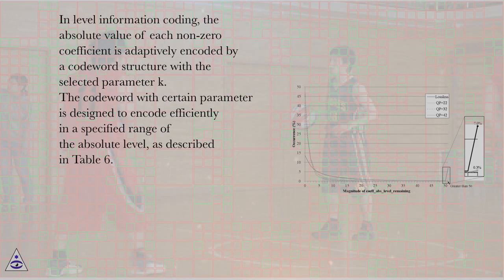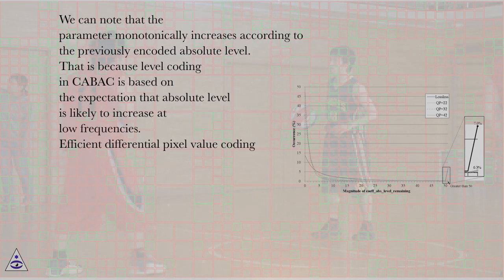In level information coding, the absolute value of each non-zero coefficient is adaptively encoded by a codeword structure with the selected parameter k. The codeword with a certain parameter is designed to encode efficiently in a specified range of the absolute level, as described in Table 6. We can note that the parameter monotonically increases according to the previously encoded absolute level. That is because level coding in CABAC is based on the expectation that absolute level is likely to increase at low frequencies. Efficient differential pixel value coding.